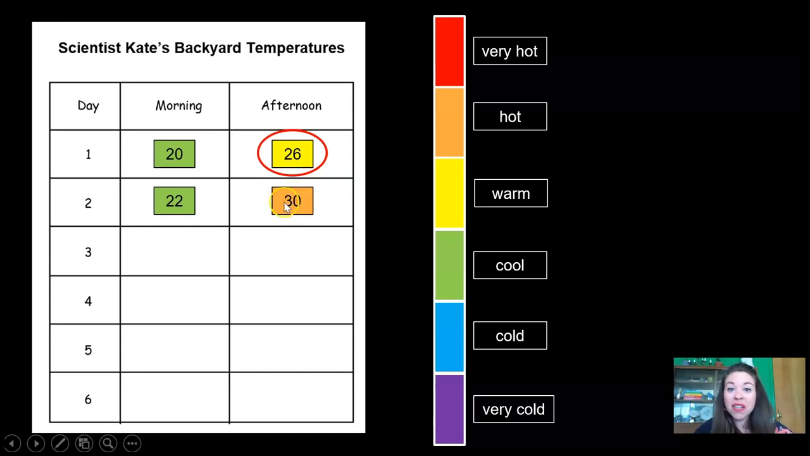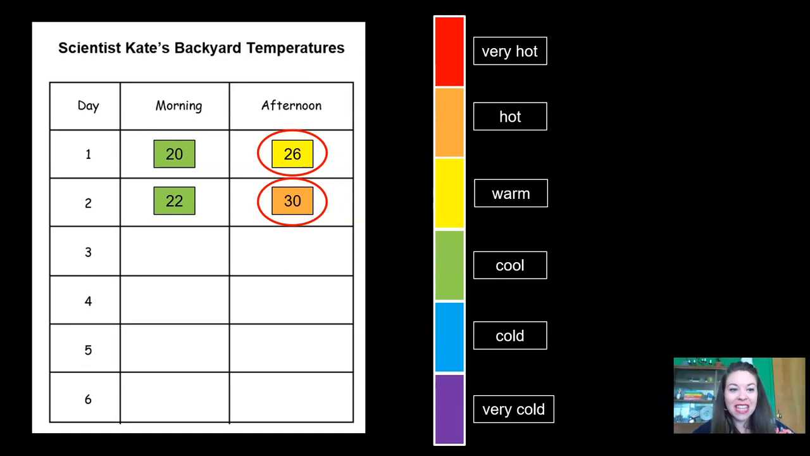Now let's see, this box is orange. When I go over here to see what orange means, it means hot. So which was a warmer temperature, morning or afternoon? Yeah, afternoon was warmer. Are you ready for day three?